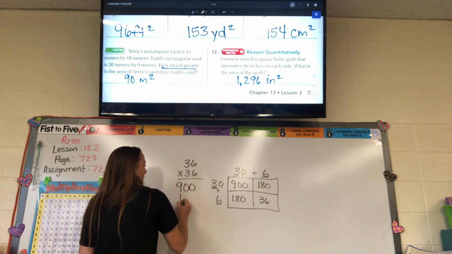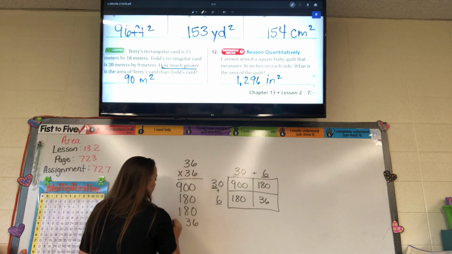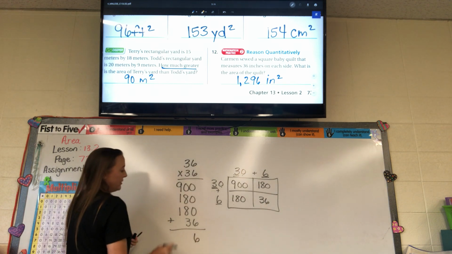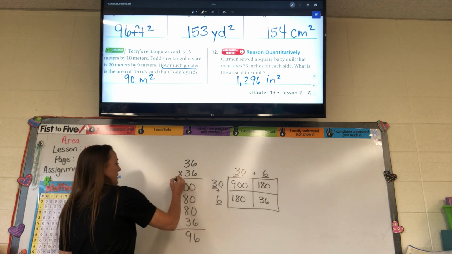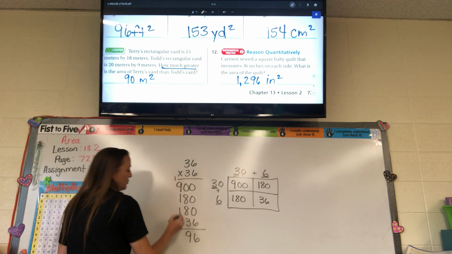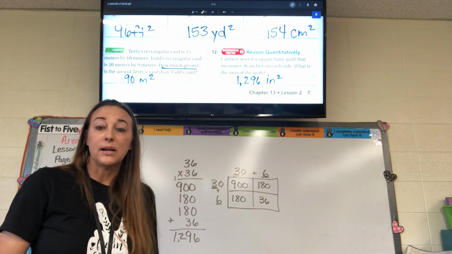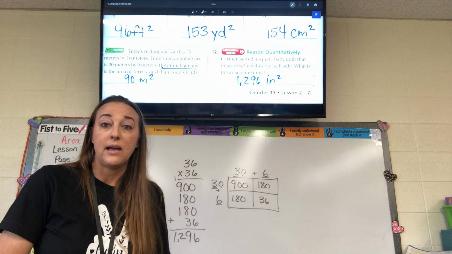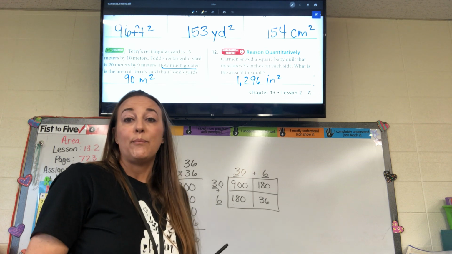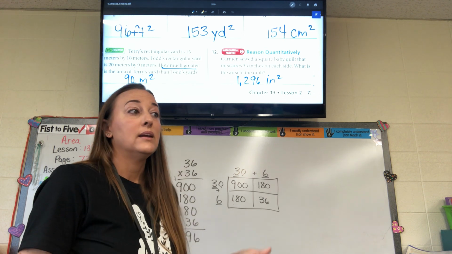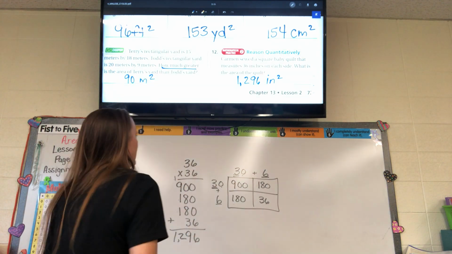900, 180, 180, and 36. And when you add those together, 8 plus 8 is 16, plus 3 more is 19. Put down the 9, carry the 1. 9, 10, 11, 12. Okay? So remember, you can use the partial products method if you are more comfortable with that. I don't require you to use the regrouping method or the partial products method. Either one, you choose which one you're more comfortable with. Okay?